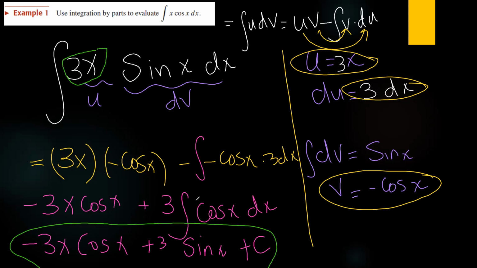Here, I told you that the formula is v du. Now, where is du? This is du, 3 dx. And v is negative cosine x. So you get this 3 outside the integration. Then you integrate.